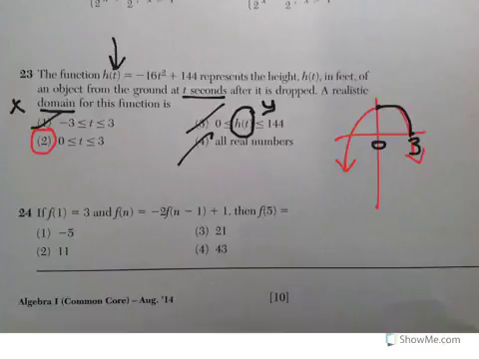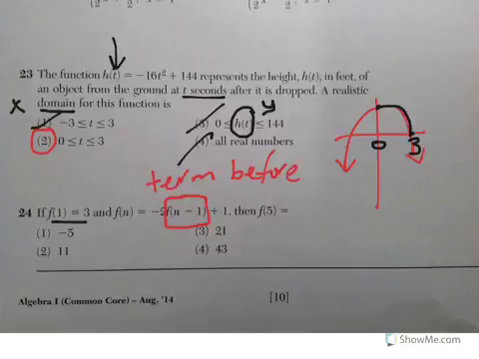Number 24, if f of 1 equals 3 and f of n equals -2 times f of n minus 1 plus 1, then f of 5 equals, well, this is a sequence, and it tells us that our first term in the sequence is 3. So that's where we'll start. And after that, to find every other term, you're going to take -2 and multiply it by the term before, since f of n minus 1 is talking about the term before, and then add 1. So in order to find f of 5, we need to find f of 2, f of 3, f of 4, and then we can find f of 5.